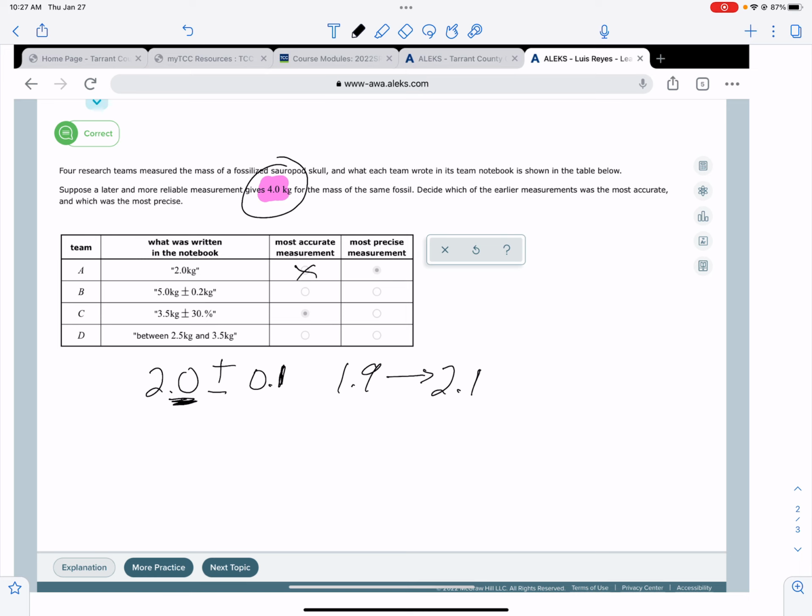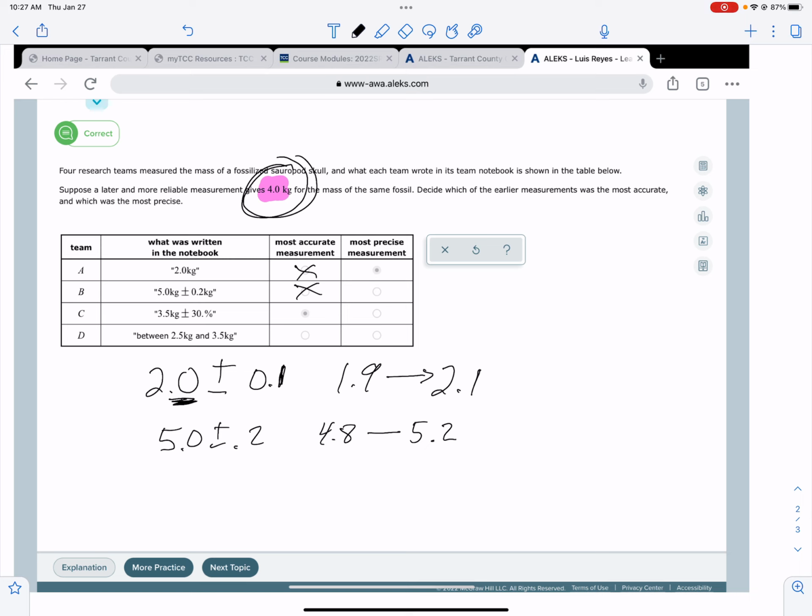What about the next one? The next one is 5.0 plus or minus 0.2. So it's going to go from 4.8 to 5.2. True value is 4. So most likely not the most accurate.